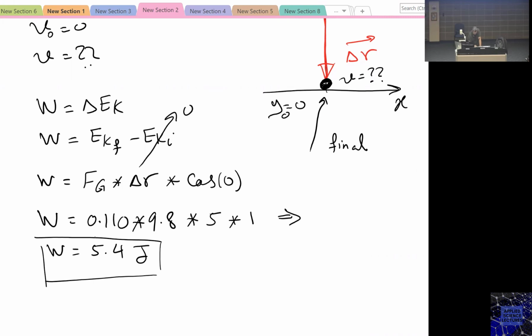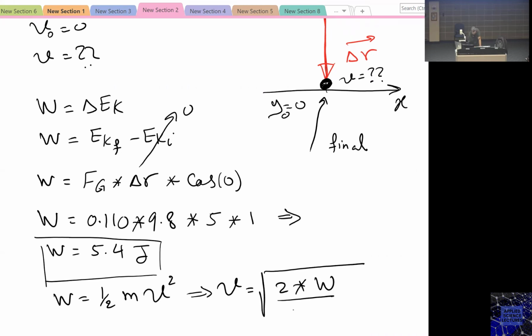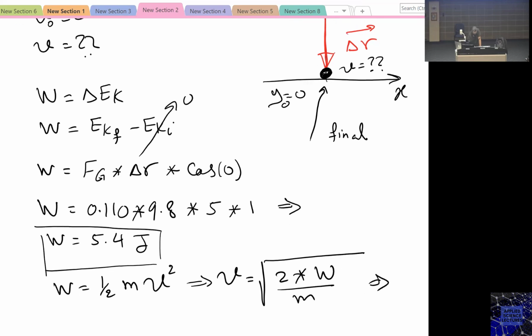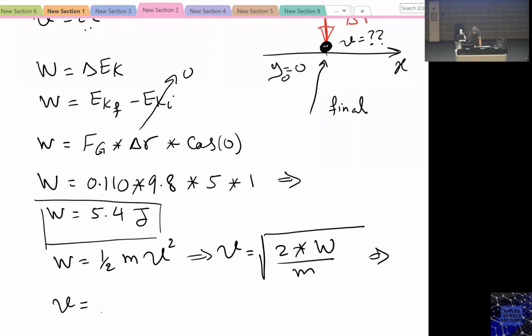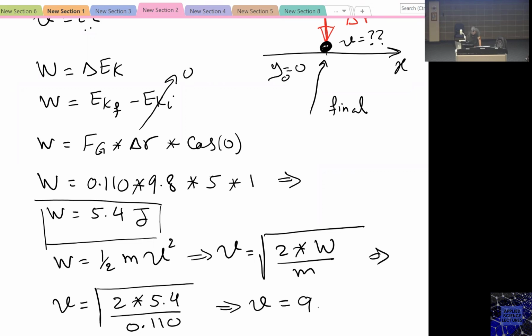This equals the kinetic energy. W equals half mv squared, and this v is the final. Again, v is the square root of 2 times W divided by m, or v is the square root of 2 times 5.4 divided by 0.11, and then the velocity is 9.9, or the speed is 9.9 meters per second.